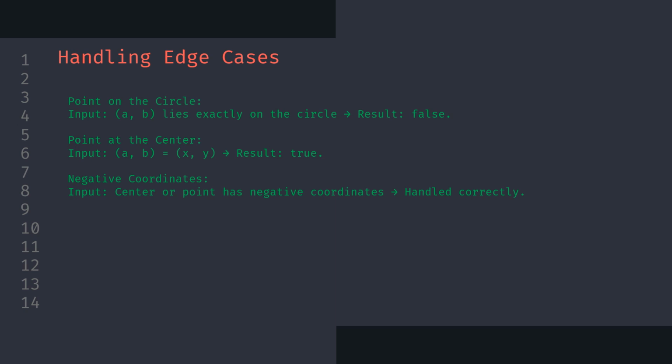Edge cases include points lying on the circle, which returns false, and points at the center, which return true. Negative coordinates are handled seamlessly by the formula.